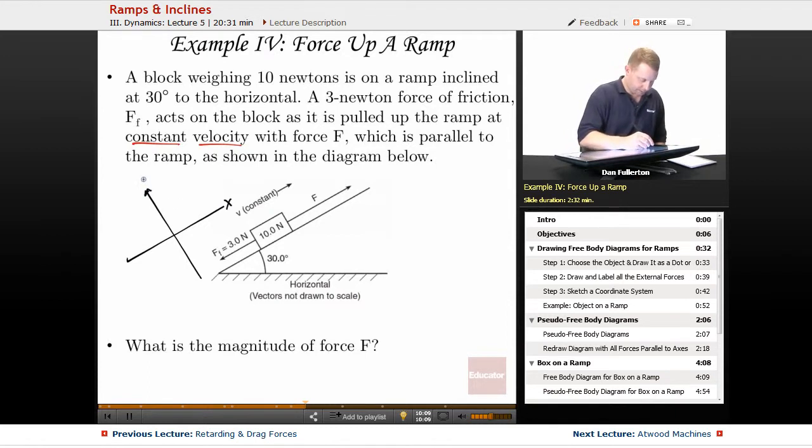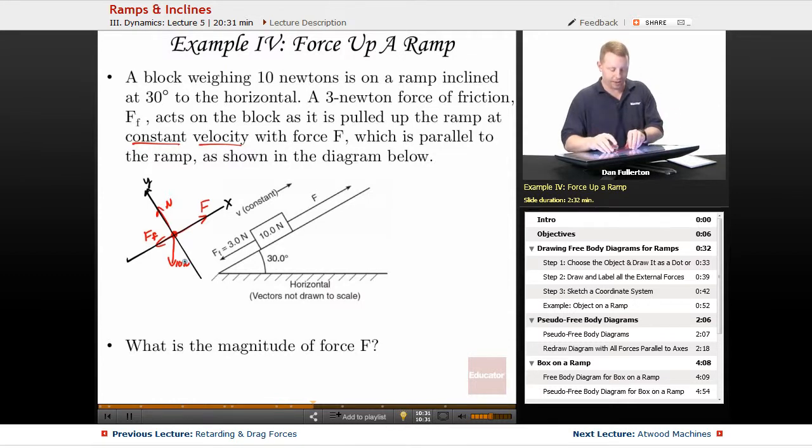I'll draw it over here on the left to begin with. Got x and y, and our object, a dot. We have a normal force. We've got some force F up the ramp. We have our frictional force, and we have the weight of the box, which it gives us is 10 newtons, always down. So now we can draw our pseudo free body diagram. We'll do that over here on the right.